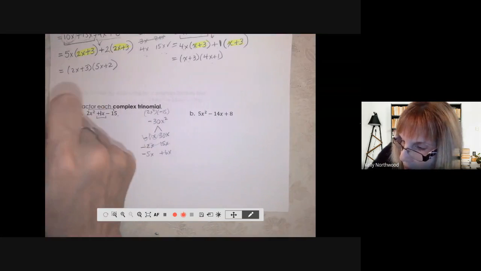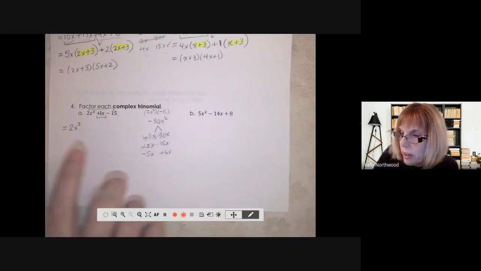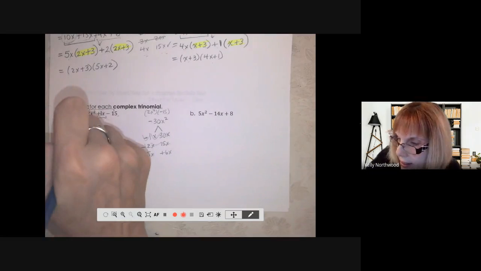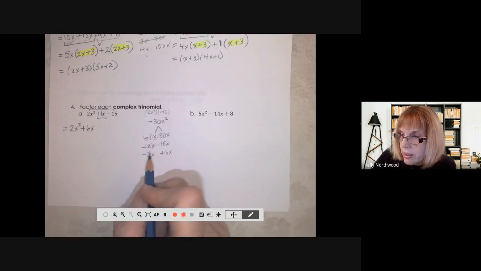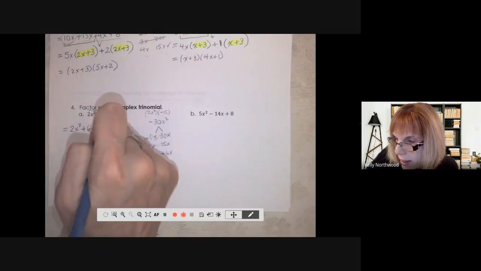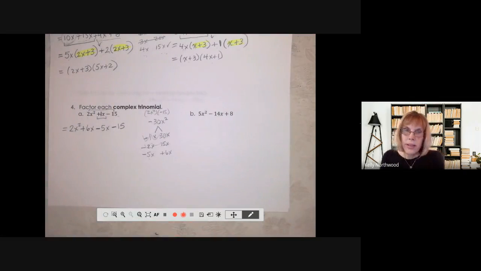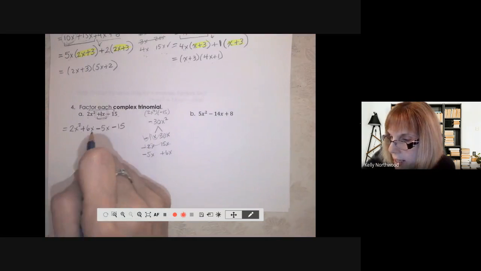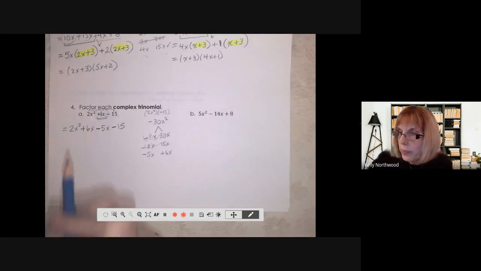So then we still write down our 2x squared, and we still look at our two terms and see which one has more in common with 2x squared. I'm going to say positive 6x. And then the one I didn't use was the negative 5x. That comes next. And then negative 15. So that's my decomposition step. I still just rewrote positive 1x as positive 6x minus 5x, so they're equal. But I created 4 terms so that I can factor by grouping.